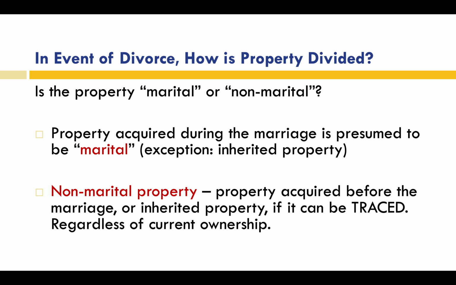So, if you do get married and then get divorced, how are things divided? Well, we have to figure out if the property is marital or non-marital property. Marital property is property acquired during the marriage. The exception is for inherited property. Non-marital property is any property that was owned before the marriage, and also inherited property if it can be traced. Now, in some states, you have to keep property separate. In others, you can go ahead and jointly title property. But typically, if you're trying to preserve your assets in the event of divorce, you really want to keep property in your own name.